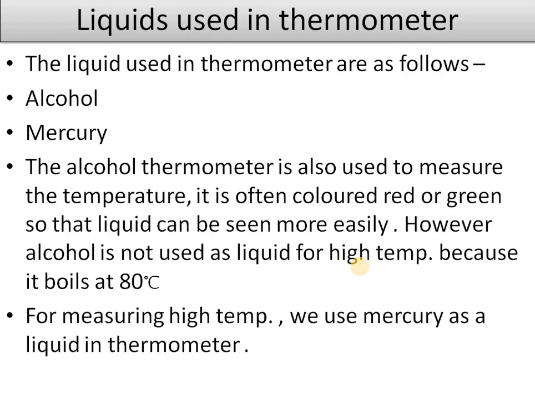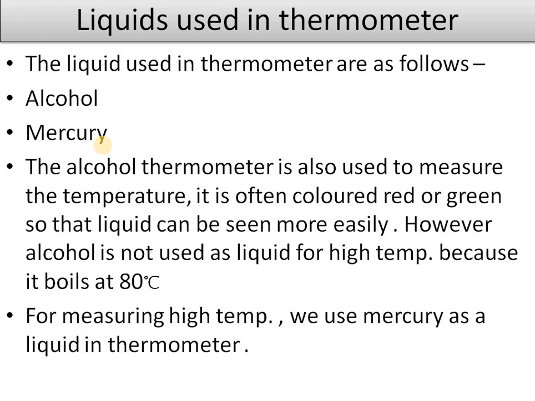Now the liquids which are used in thermometer. The liquids used in thermometer are as follows. First one is alcohol. Alcohol is also used. And second is mercury. The alcohol thermometer is also used to measure the temperature. It is often colored red or green because they add some color, pigment to it, so that it is easily visible to us. Okay. Since it is colorless, it is transparent, you cannot visualize properly what's the correct reading. It is difficult for you to note down the reading, so you color it, red or green, so that the person can easily see.